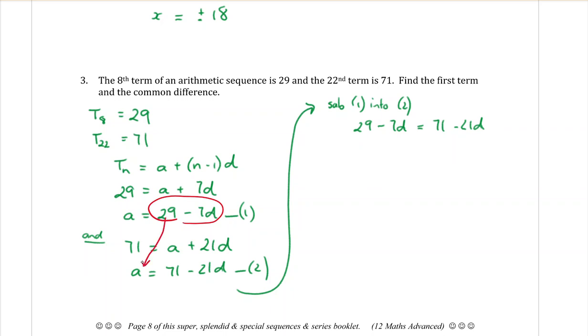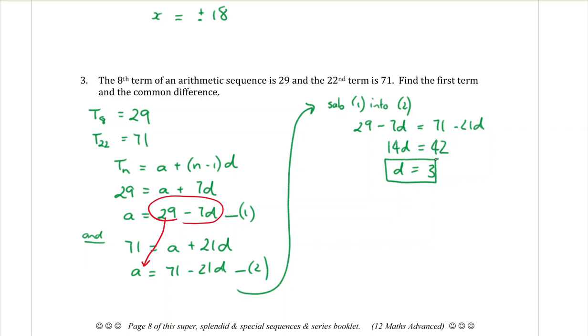Okay, now I want to solve that for D. So I'd like my D positive. So that minus 21, let's move it over to the other side. It'll be minus 7 plus 21, which makes a positive 14D. And the 29 that is here, subtract it to that side. So 71 take away 29 is 42. Okay, I know I'm doing two steps there at once. Is everyone following along okay? Good. All right. Then divide the 14. D is equal to 3.